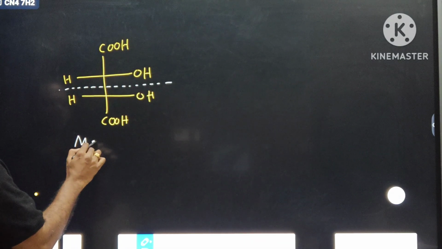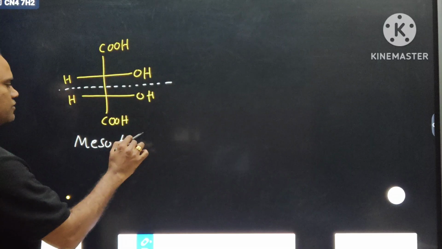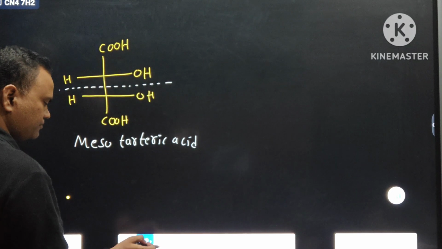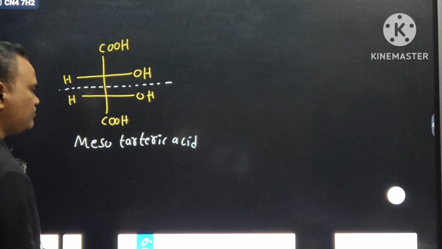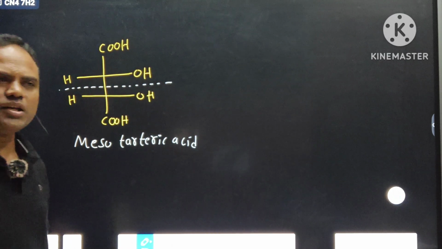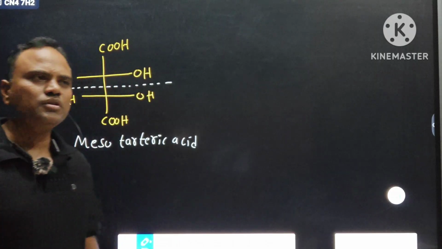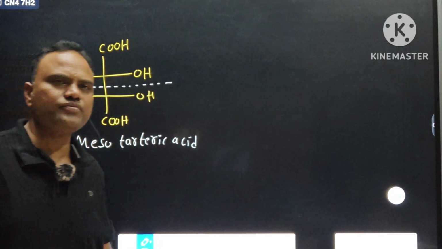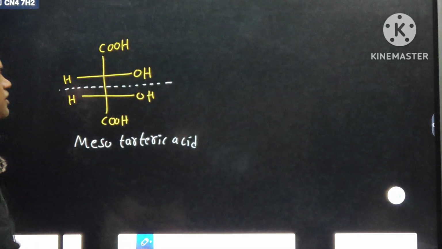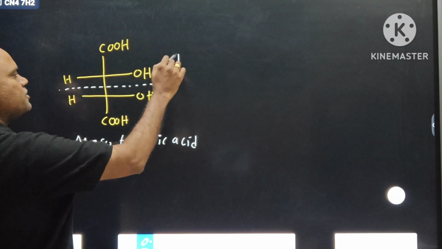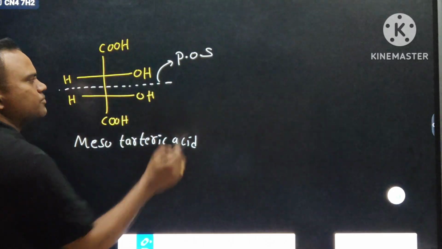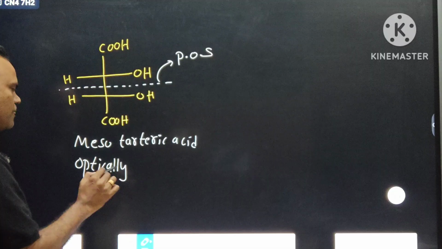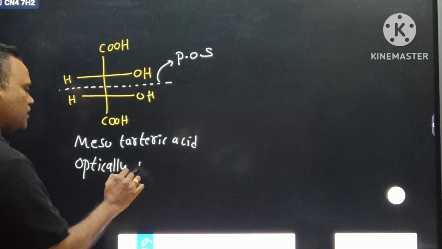This is mesotartaric acid. Is mesotartaric acid optically active or inactive? Optically inactive. Why? If a plane of symmetry is present, it is optically inactive. POS, plane of symmetry, optically inactive. So lactic acid is optically active. Mesotartaric acid is optically inactive.